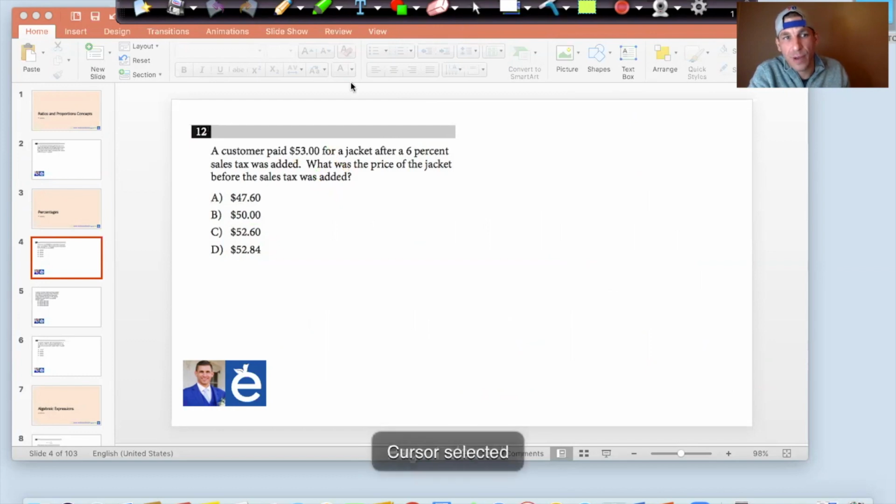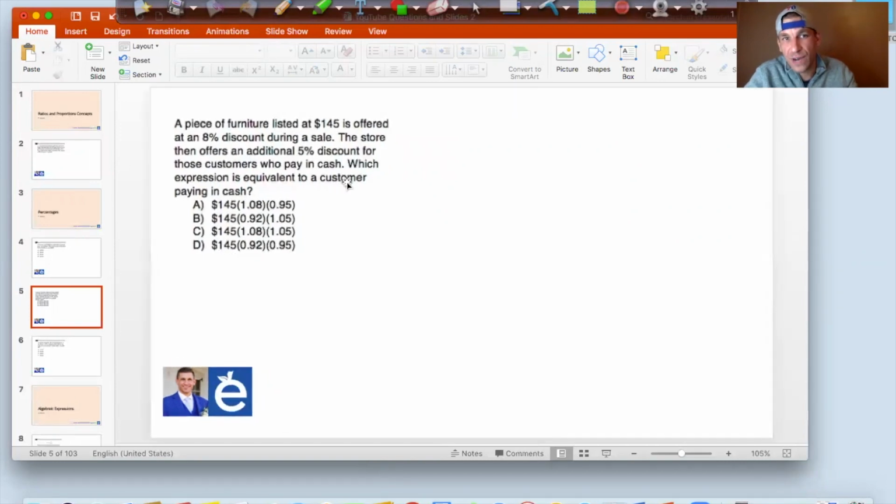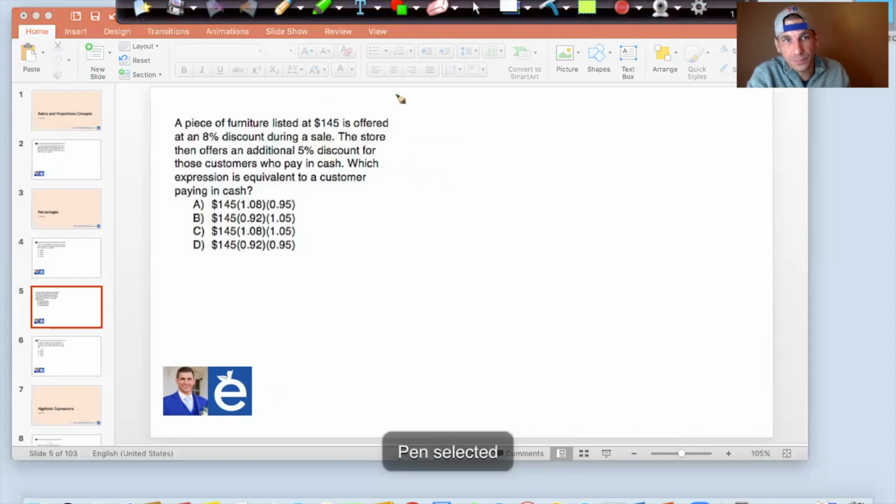Okay, so let's do another problem that is similar to this and makes it a little bit easier. A piece of furniture listed at $145 is offered an 8% discount during a sale. The store then offers an additional 5% discount for those customers who pay in cash. So discount, discount. Initially listed at $145. Whenever you see listed or offered, this is your original price.